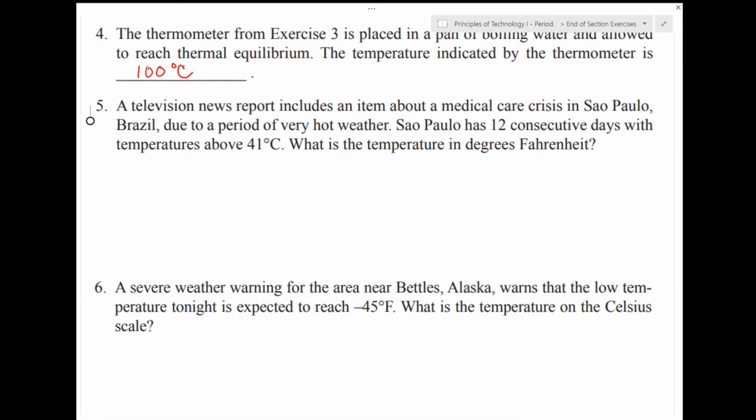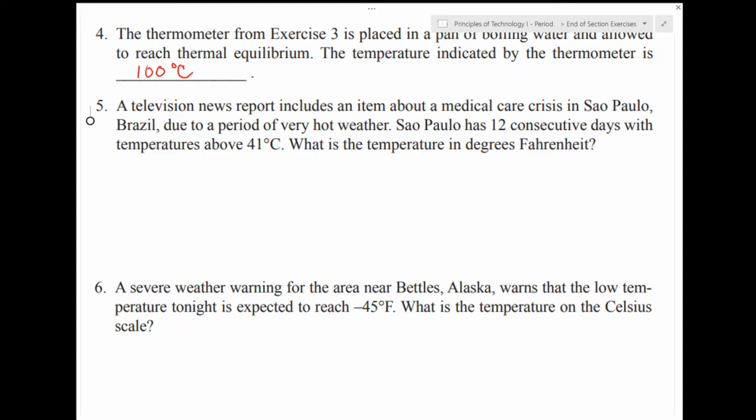Number 5 says a television news report includes an item about a medical care crisis in Sao Paulo, Brazil. Due to the period of very hot weather, Sao Paulo has 12 consecutive days with temperatures above 41 degrees Celsius. What is the temperature in degrees Fahrenheit?